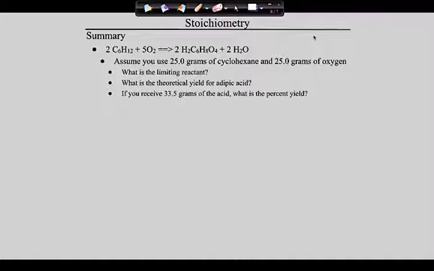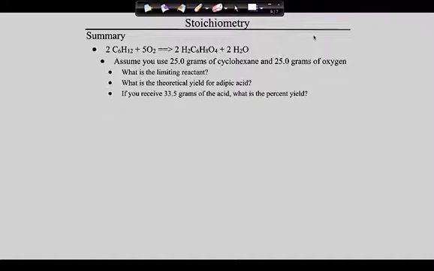What is that? You have no idea. What is that? We know that's oxygen. What is that? We have no idea. What is that? It's water. Guys, you need to get used to looking at balanced equations and going, I don't know what most of this stuff is. Then you get through it.